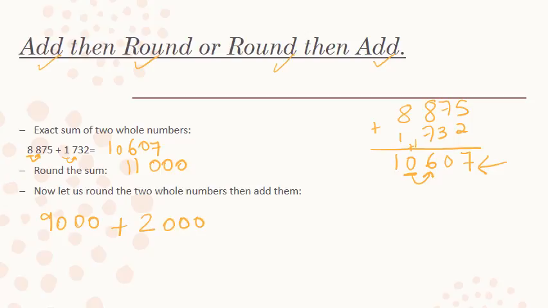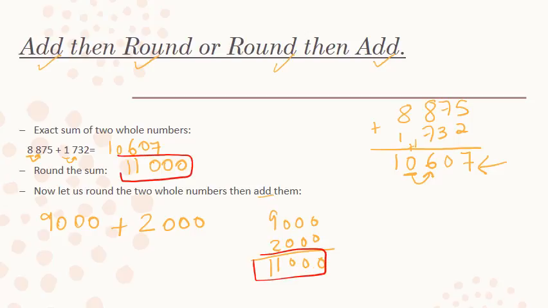Now let us add, because they said that I need to round, then add. Let us add those two numbers. What do I get? 11,000. Look, is it the same as the first result? Yes. So what does that mean? If you add, then round the sum, or you round, then add, you will get the same result. Okay?